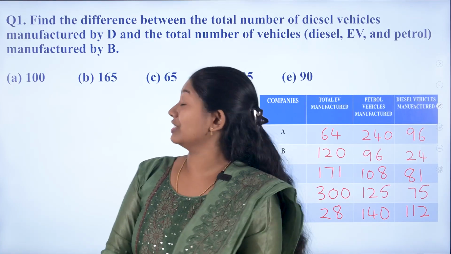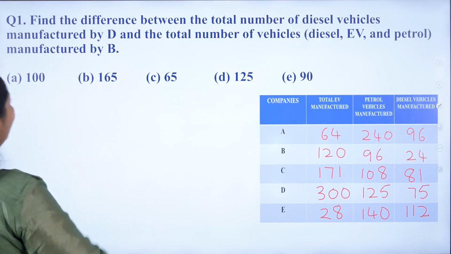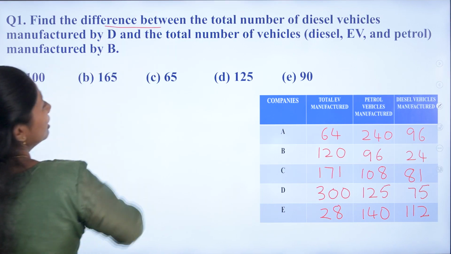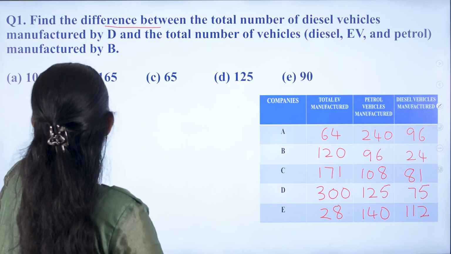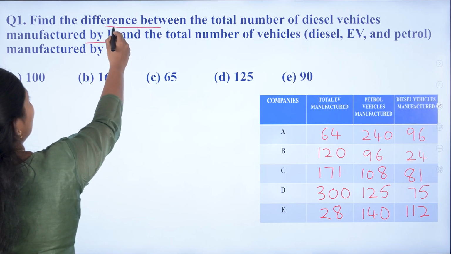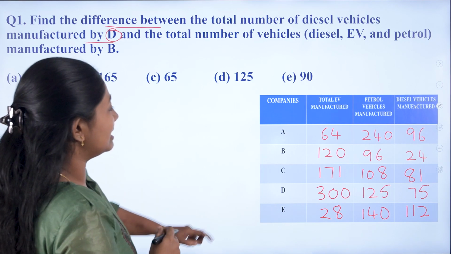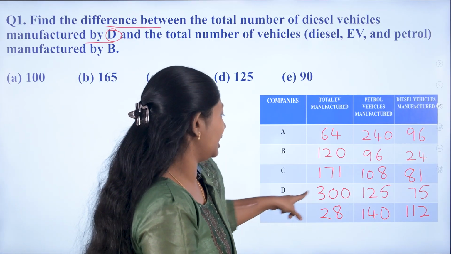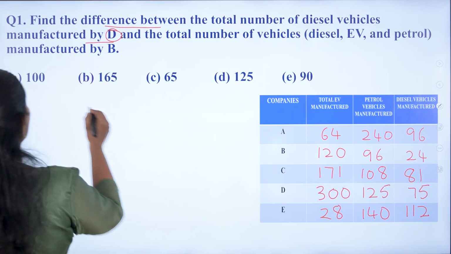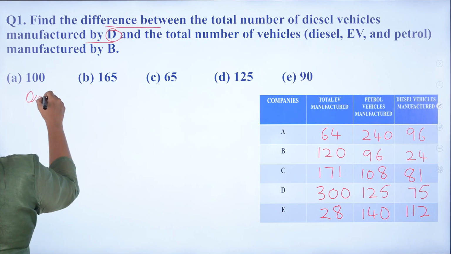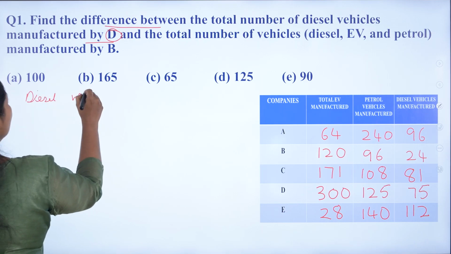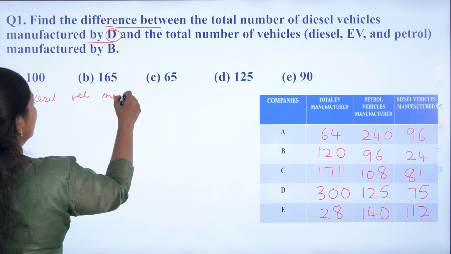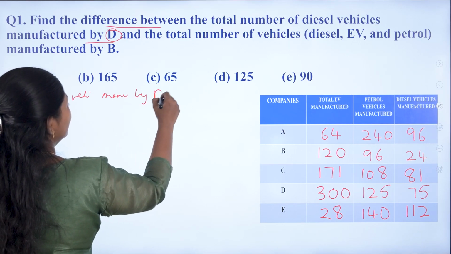So moving on to the first question. Find the difference between the total number of diesel vehicles manufactured by D. So total number of diesel vehicles manufactured by D, how much? 75. So diesel vehicles manufactured by D is nothing but 75.